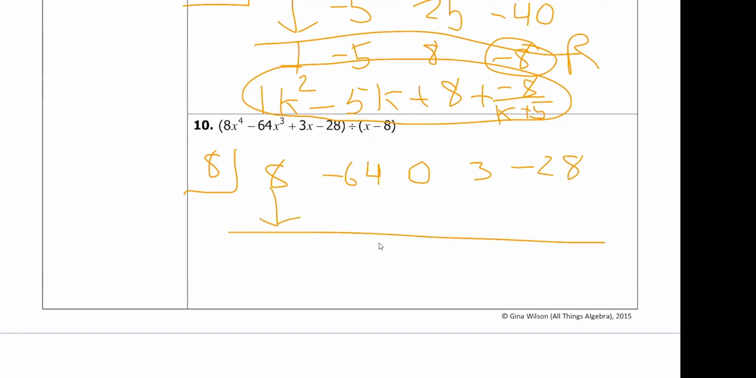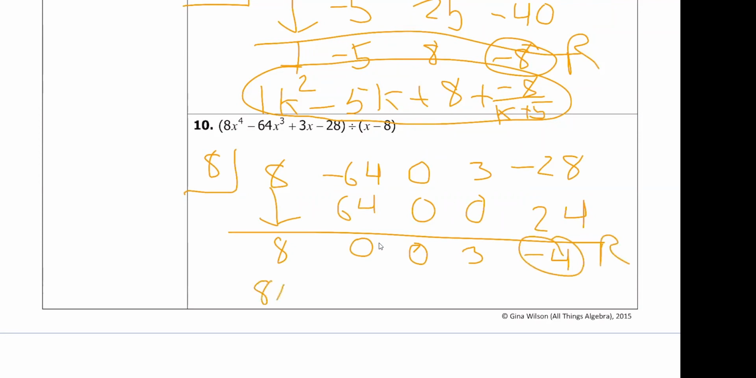So then you would just do your synthetic division. 8 times 8 is 64. So notice we get 0. 8 times 0 would be 0, which would still be 0. 8 times 0 would still be 0. 3 plus 0 is now 3. 8 times 3 would be 24. So this is our remainder. Remember, it lowers by 1 degree. So this would be 8x cubed. I don't have any x squares. I don't have any x's. This would be my constant spot here. And then my remainder, put it over what you're dividing by.